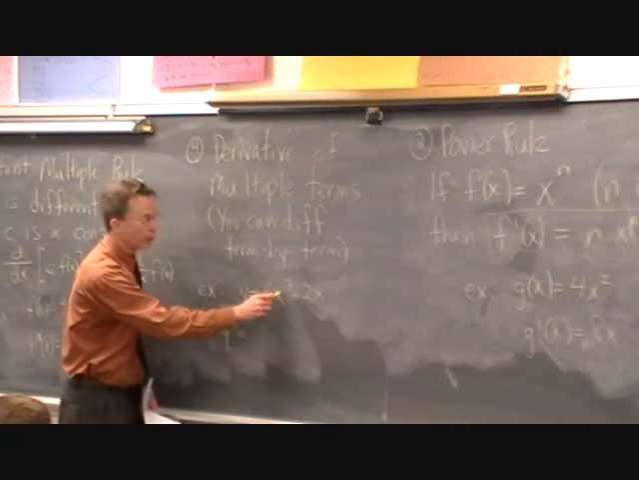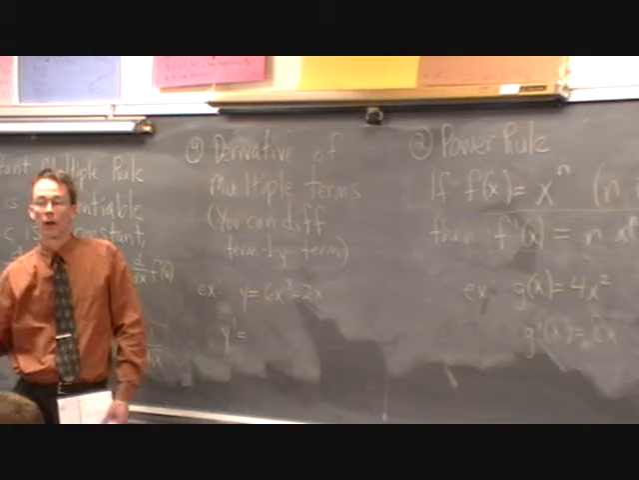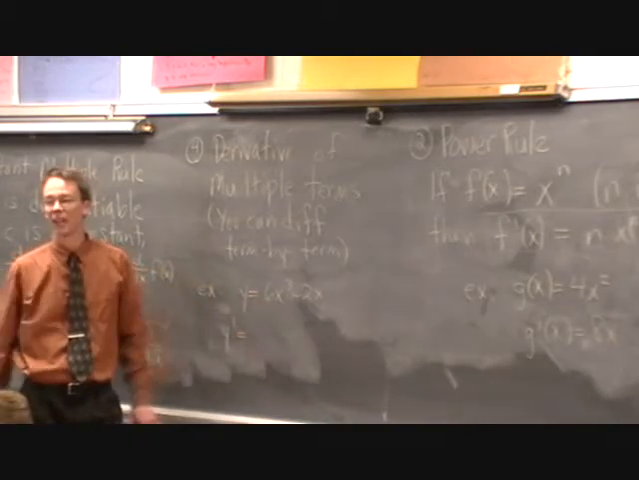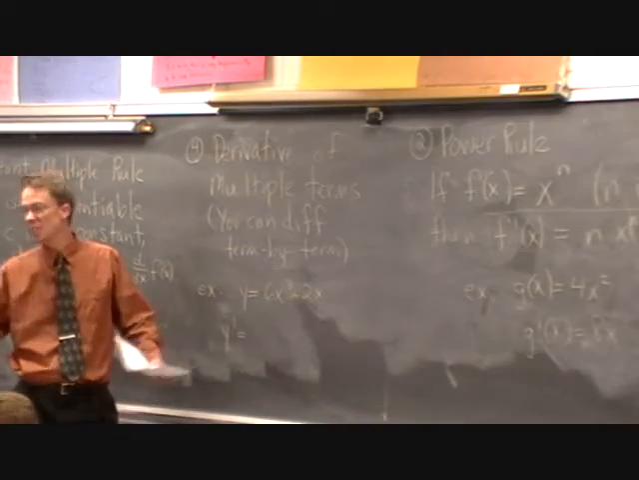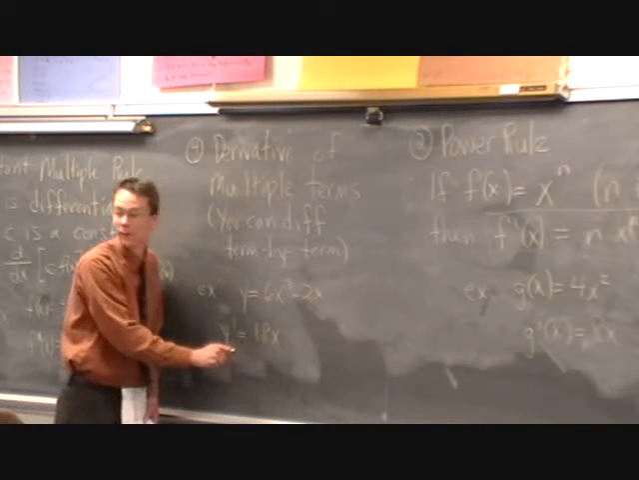So 6x cubed, the 3 is going to come down. What's our new coefficient then? Let's just glue it all together. That's fine. 18, yeah, 6 times the 3 is 18. And then x to the what? X squared.